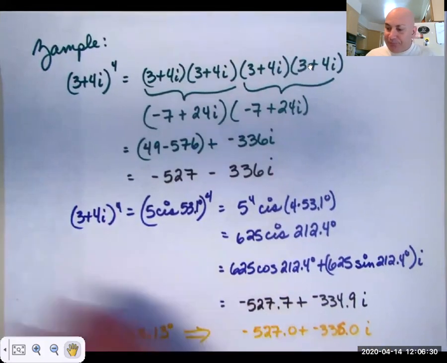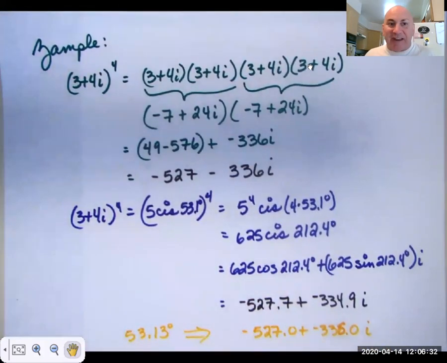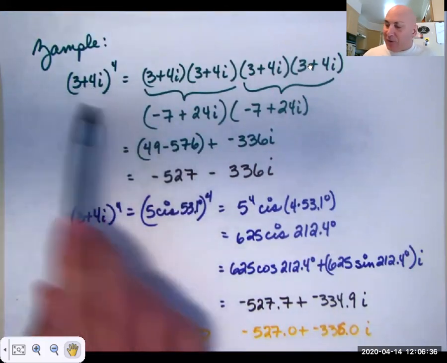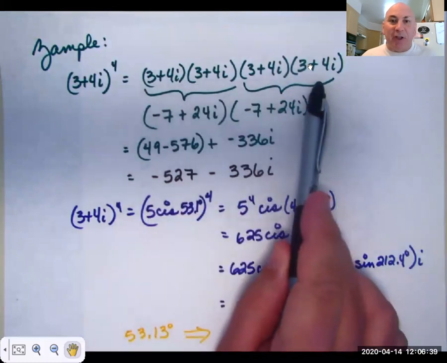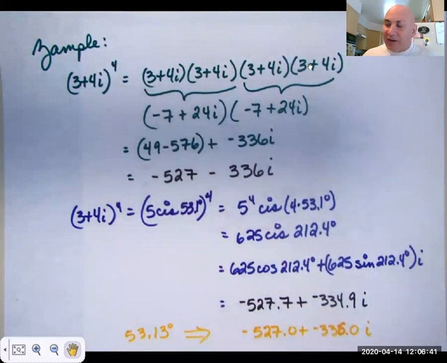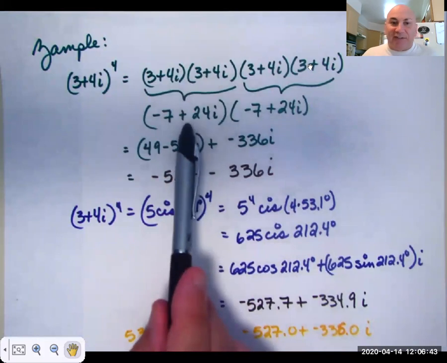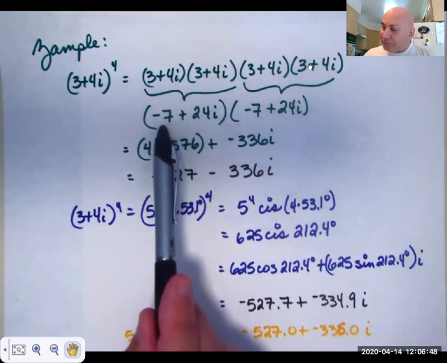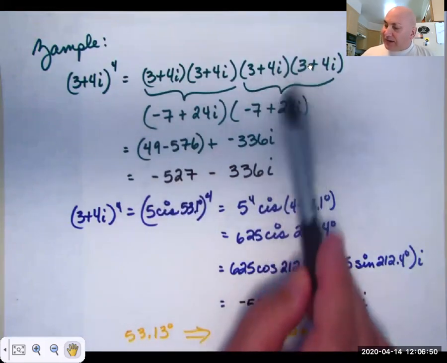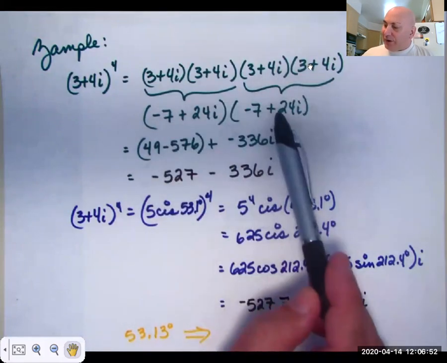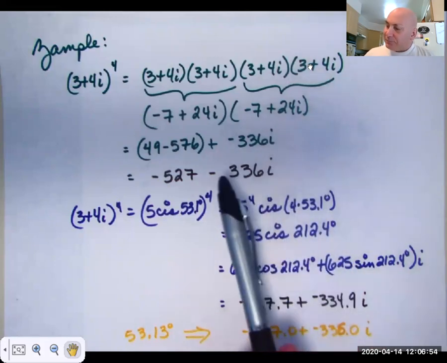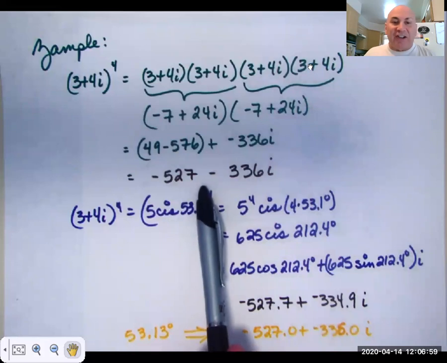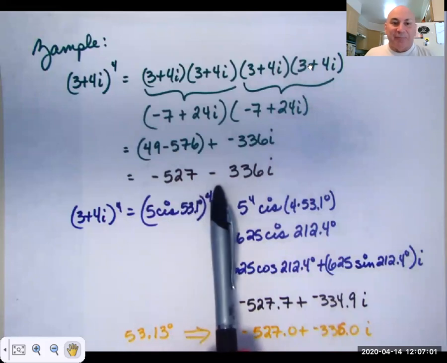Another example. Maybe you want to write this one down. If I take 3 plus 4i to the fourth power, I have to multiply all those terms together. If I FOIL these, I get this. You should FOIL that and make sure that you can get that correctly. FOIL these, I get the same number. Then I FOIL these. Combine like terms. Anyway, this is the final answer I get in black here.